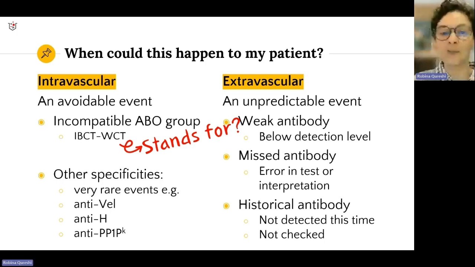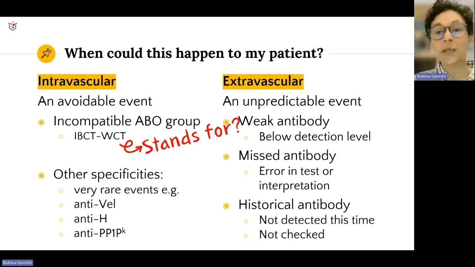Okay, so this is a list that I came up with. Oh yeah, antibody to low frequency antigens, so things that we don't pick up in our screens. That's a very good one. So typically it's weak antibodies below detection level. If we're doing everything right, then that's probably the most likely cause. Other things are errors, always errors. So we've missed something, we've had an error in the test, we've had an error in the interpretation.